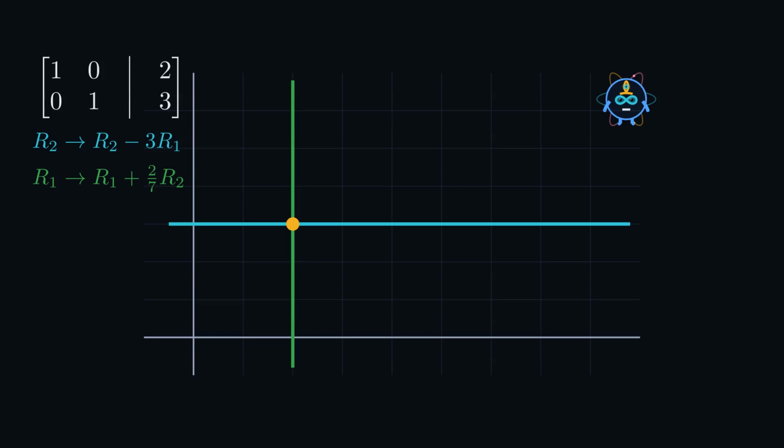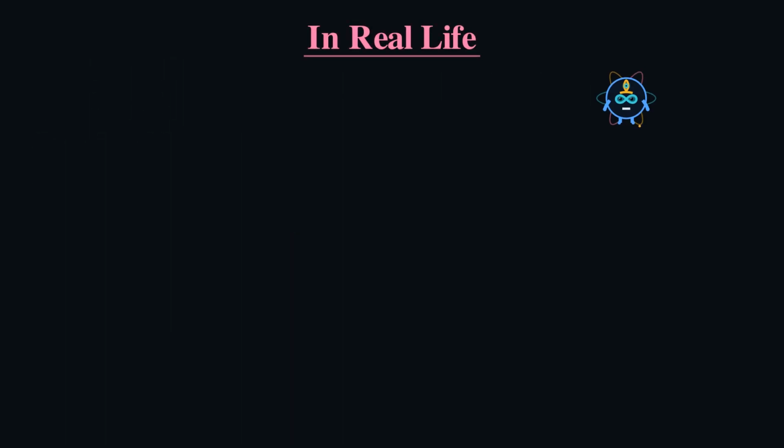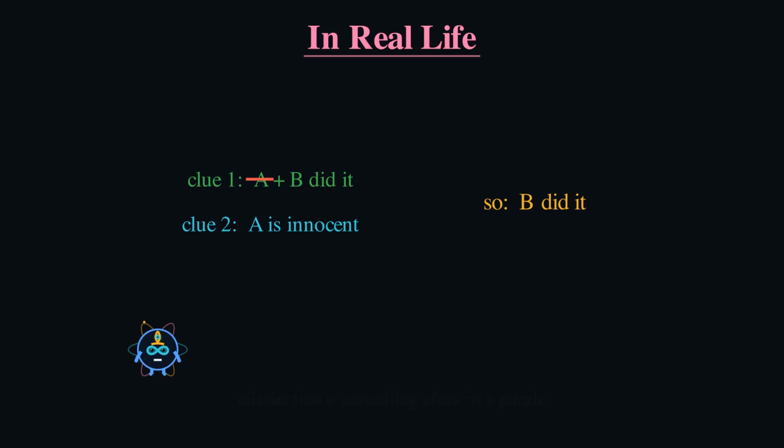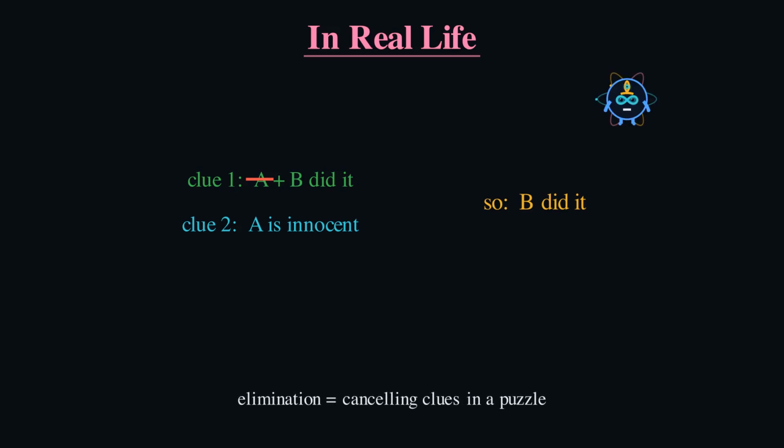It redescribes the same point with simpler and simpler rules until the rules just say the answer. A detective with 2 clues combines them to cancel a suspect out of one clue entirely. The mystery does not change, it just gets easier to read. Row operations are exactly that: cancel a variable, keep the answer.